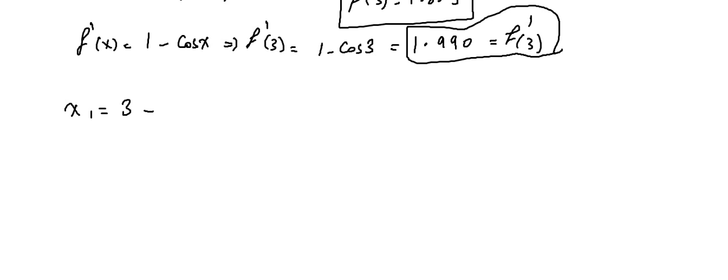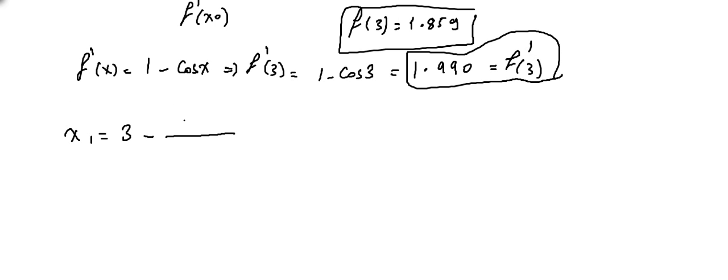Okay, linearization video part 3. I'm continuing with Newton's method. We got x1 equal to x node, the formula we had at the beginning, which is 3 minus f of x node over f prime of x node, right? It's 1.859 divided by 1.990. What is this value equal to?